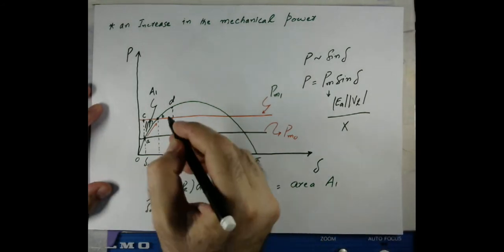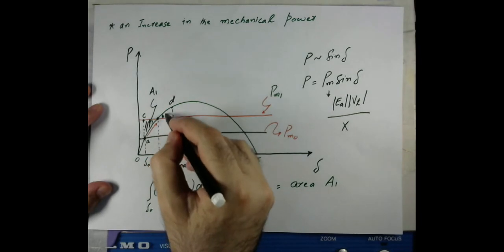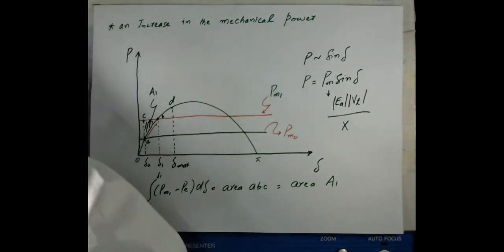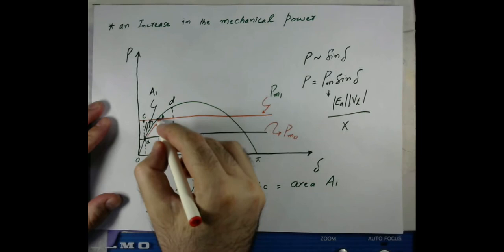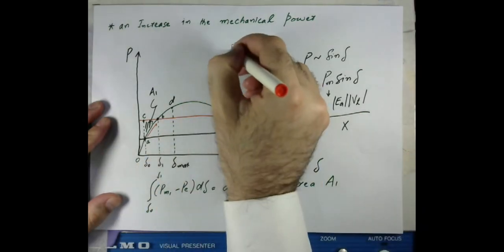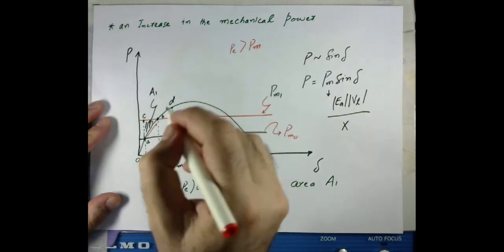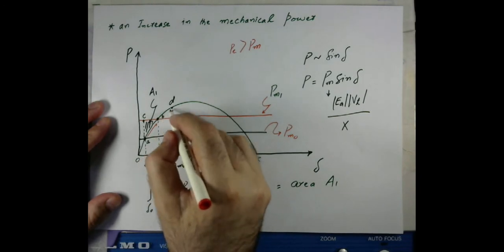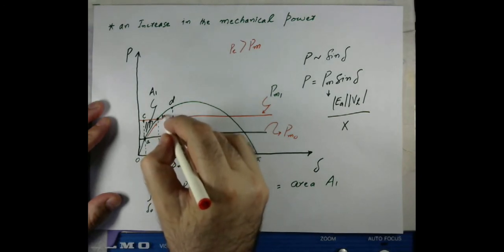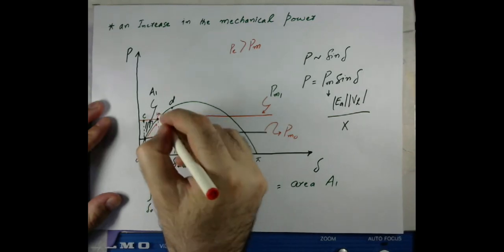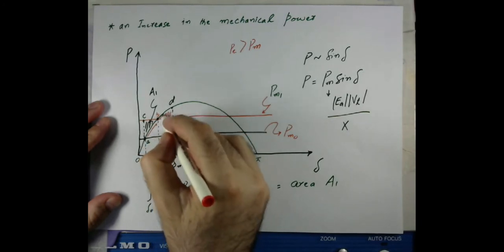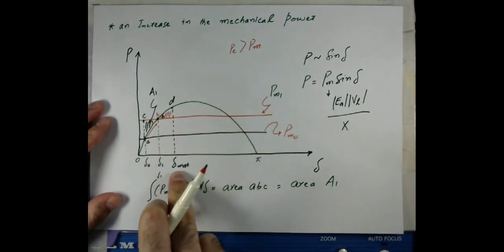So now in this region, as one can clearly see, as we go beyond this point, the accelerating power means PE will be greater than PM. But due to the inertia of the machine it will still advance, so the angle will increase. Let's call this point B. So this whole area will be the deceleration area. Now the machine will decelerate, and at this point it reaches an angle we call del max.